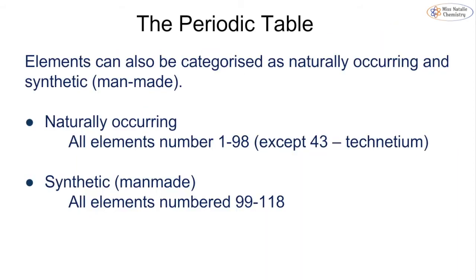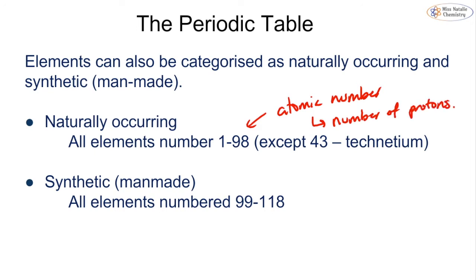We could also look at them in terms of what is naturally occurring and what is man-made. Now this doesn't really come up that often in exams, but it is useful for you to know that all of the elements except number 43, which is technetium, between numbers 1 and 98, and remember this is their atomic number, which we discussed previously is the number of protons in their nucleus. So between 1 and 98 are all naturally occurring.